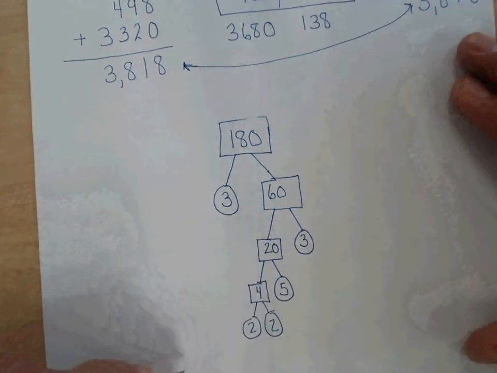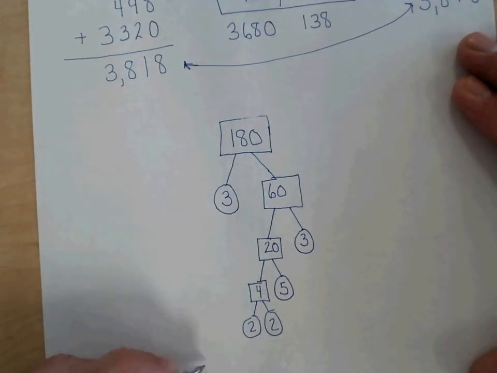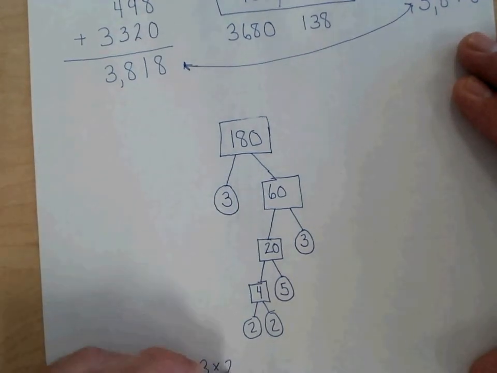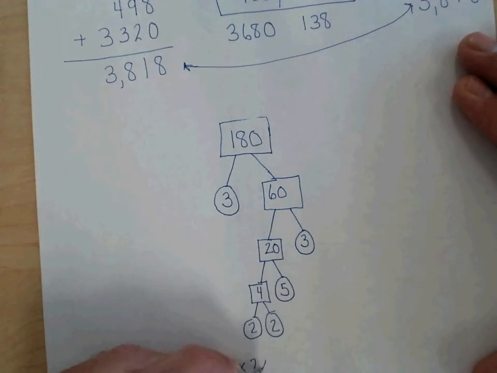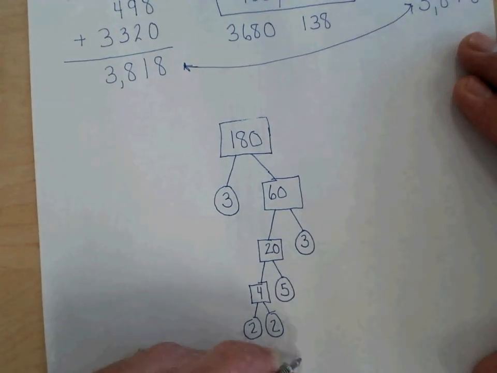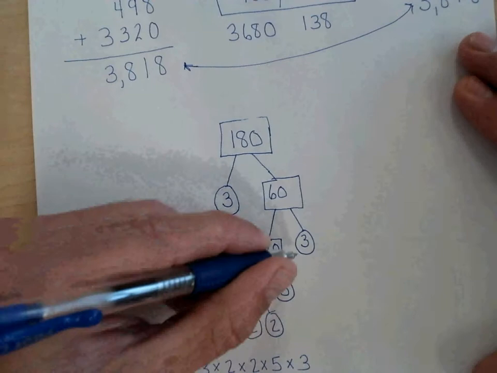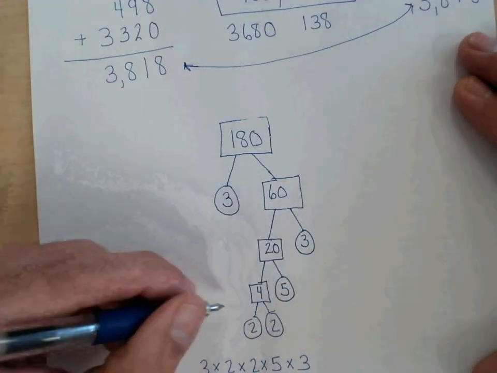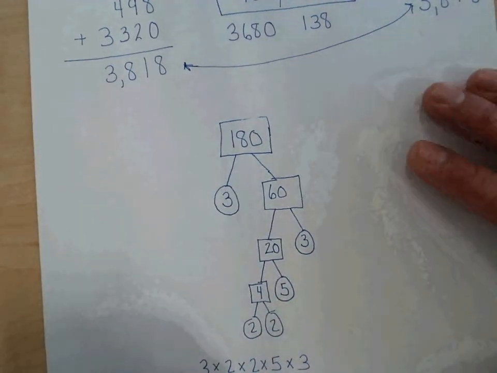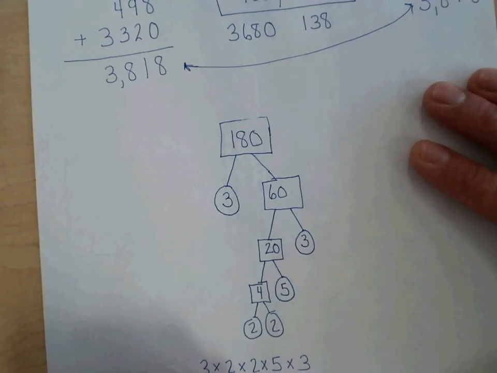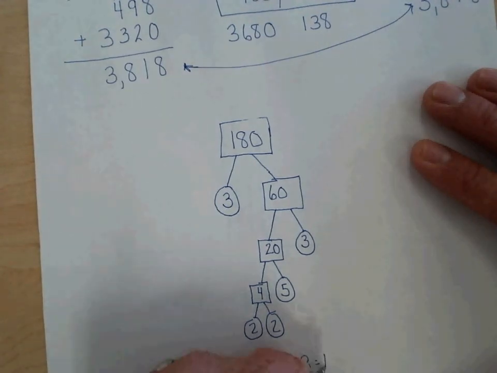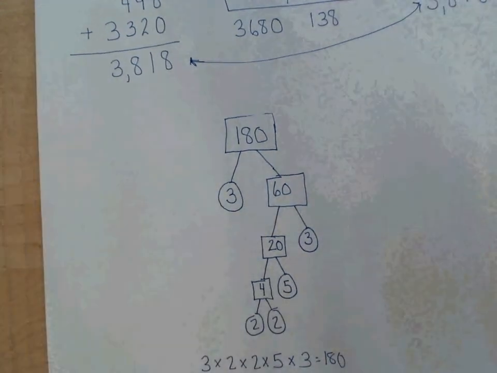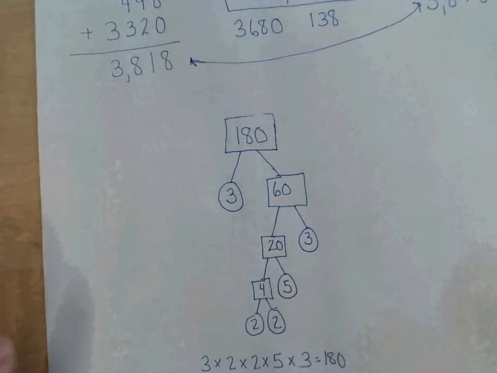Then what I'm going to do is I'm going to write this down. I'm going to go 3 times 2 times 2 times 5 times 3. These are all the numbers that are circled, or the prime numbers, and I write that down. I can write this another way. I can go 3 to the second power times 2 to the second power times 5, and these will both equal 180. We're going to go over this next week in between going over multiplication and division.